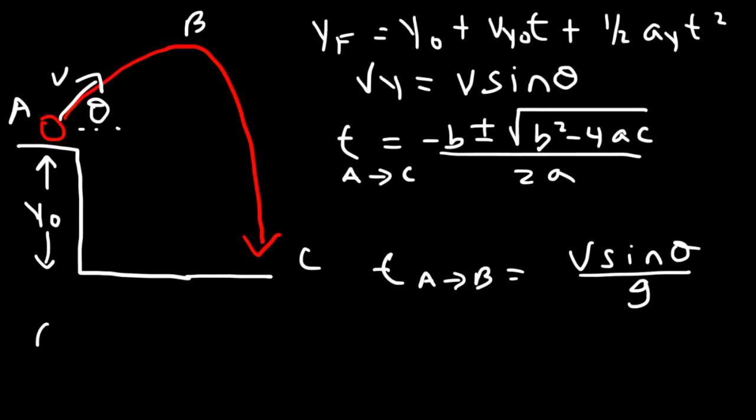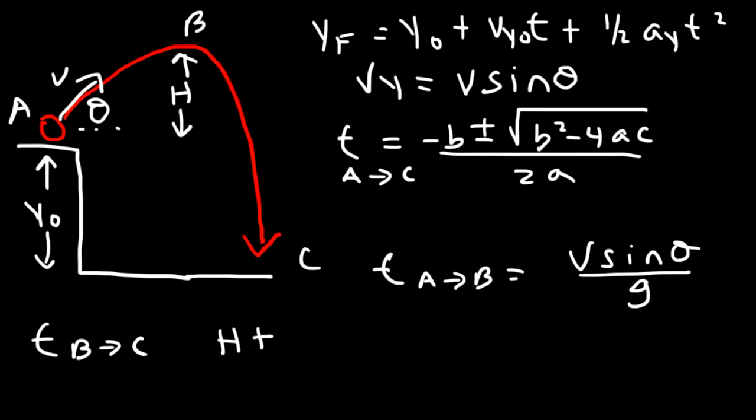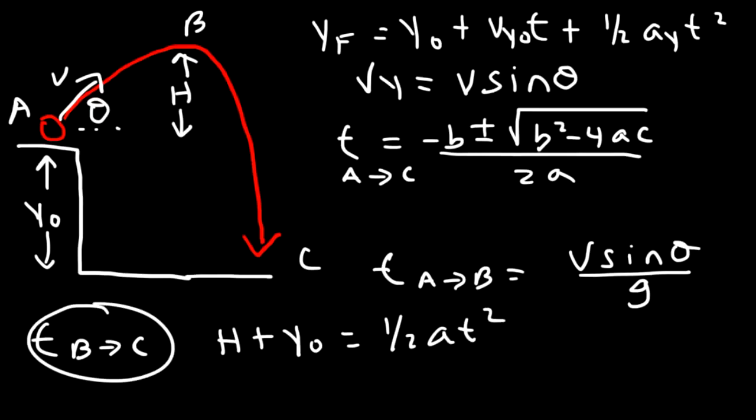And to find the time it takes to go from B to C, use this equation. You may need to find the height between A and B. But if you look at the right side of the graph between B and C, you can use the fact that h plus y initial, that's the total height relative to the ground, is equal to 1/2 a t squared. And if you solve for t, that's going to give you the time it takes to go from B to C. Then you add up these two values, and you should get this answer.